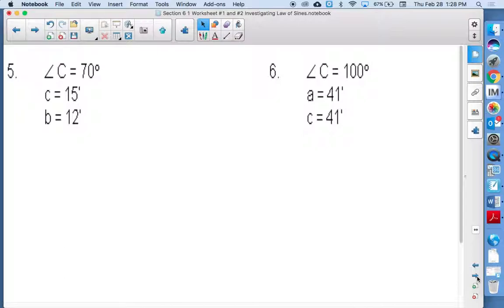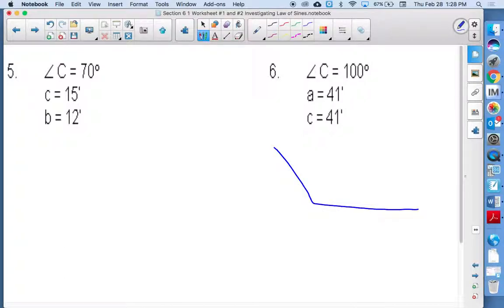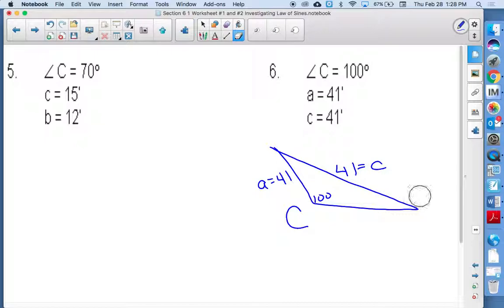You guys got lucky. Number 6 should be no triangle because the angle is obtuse, and those sides are equal. This side is 41. Here's side C. And this side here is also 41. But it is never going to be long enough to attach to this side. It has to be bigger than it. Equal is not enough because the angle is so far over that the side has to be longer in order to connect.